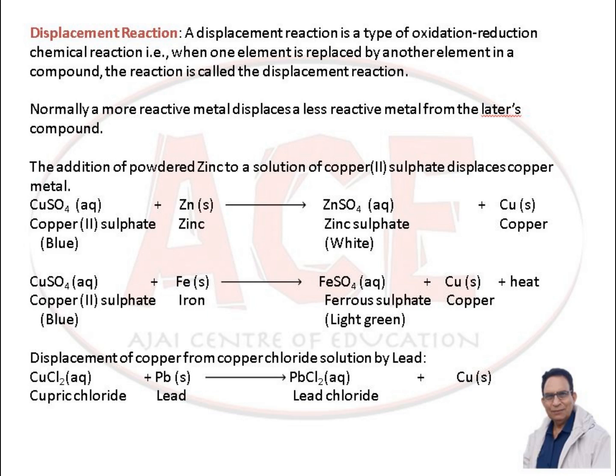Displacement of copper from copper chloride solution by lead. This is another example. CuCl2 in aqueous form, that is cupric chloride, reacting with lead, Pb, gives PbCl2, which is lead chloride, and copper. So in the reaction, lead is displacing copper from cupric chloride.